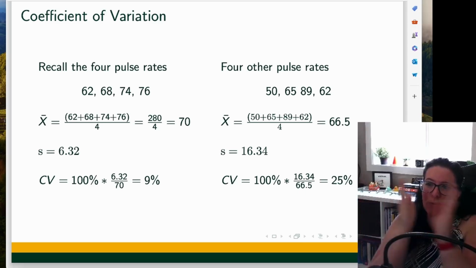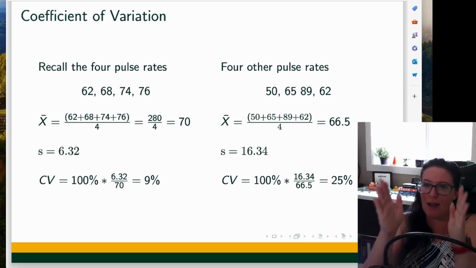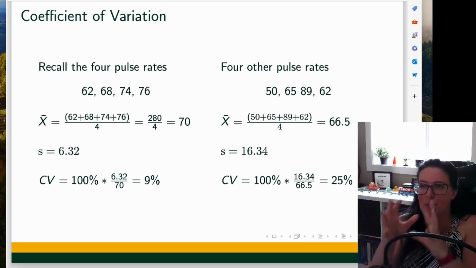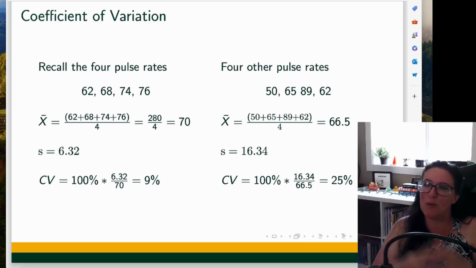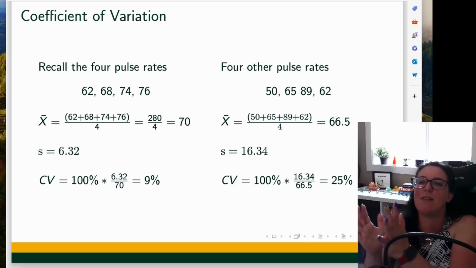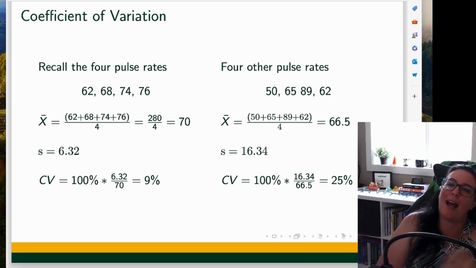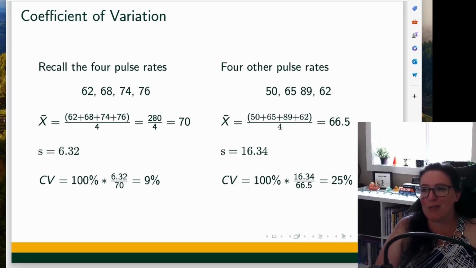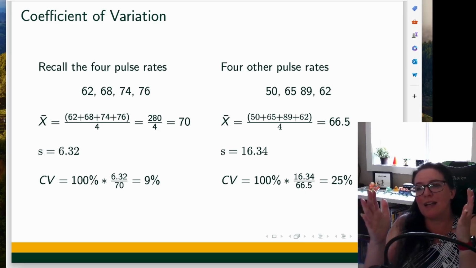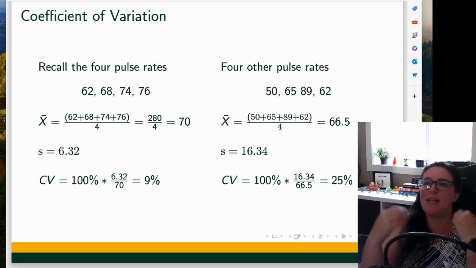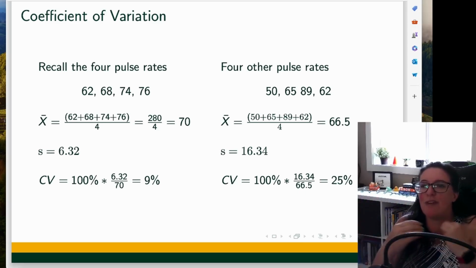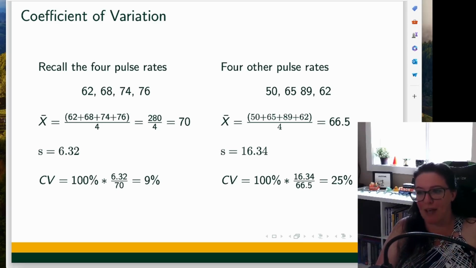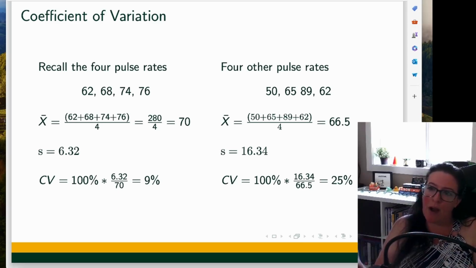So for those pulse rates, the average is the center. On average, 68% of everything is within 6.3 each direction of that, right? So the majority of the data is between 76.32 and 70 minus 6.32, so 64-ish. The coefficient of variation would take that standard deviation, divide by the average, and you get a coefficient of variation of 9%. Now let's say we compare another set of data.